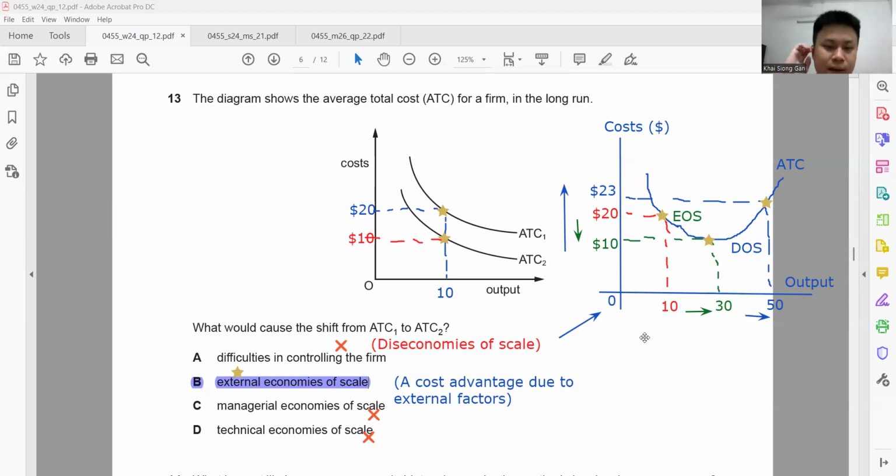Now, please take note of one thing. I repeat, I do not think this will be asked in paper 2, so you do not have to worry for tomorrow. But take note, economy of scale and diseconomy of scale will be a concept that you will surely be using tomorrow. Confirm. Okay, that one is confirmed.